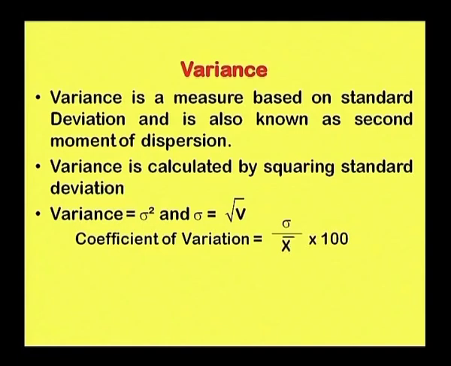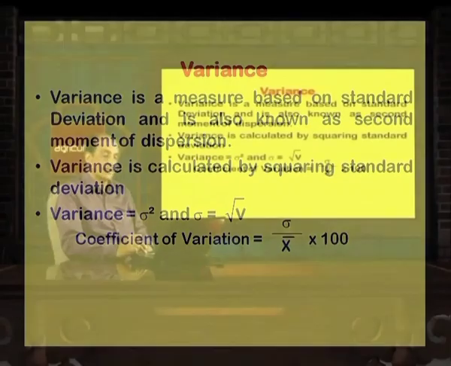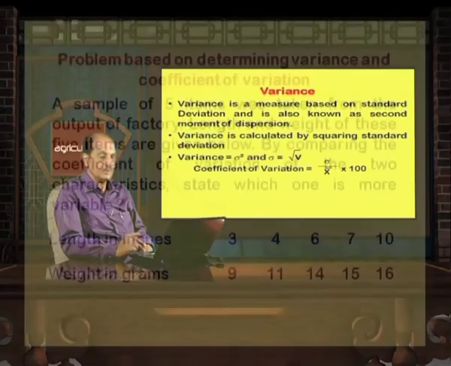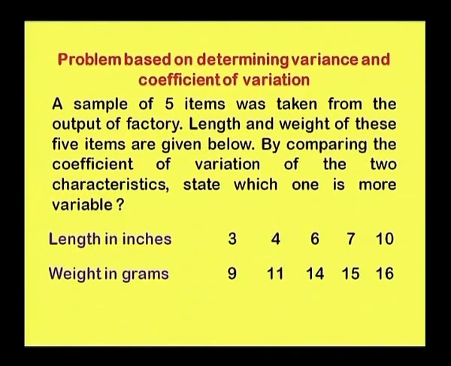Now, what is the coefficient of variation? Standard deviation is divided by the actual mean and multiplied by 100, and we get the coefficient of variation. We can say that the coefficient of variation is always measured in terms of percentage. Now, we discuss a problem based on determining variance and coefficient of variation.